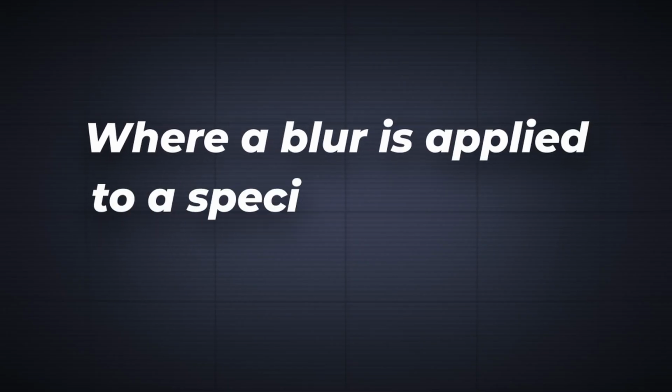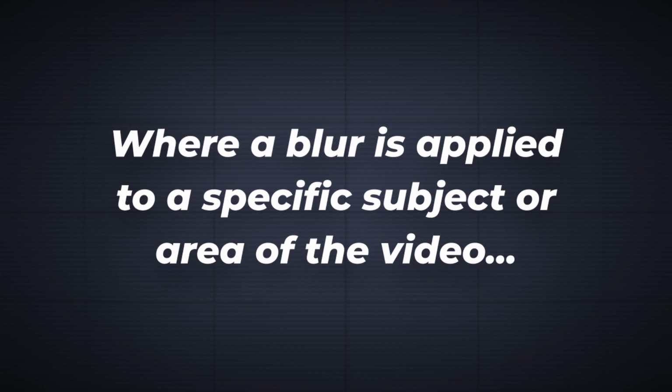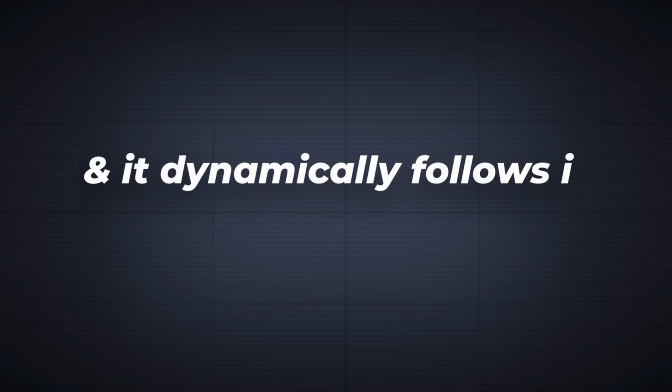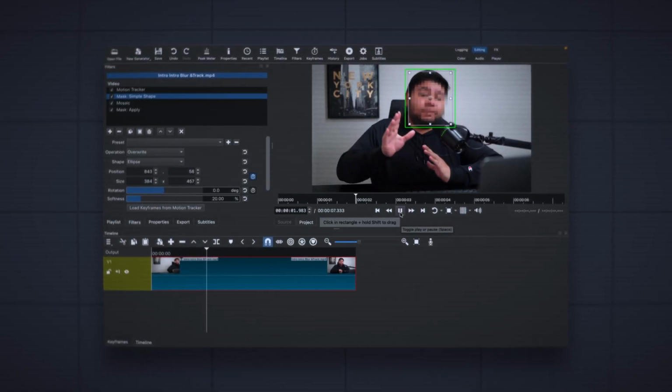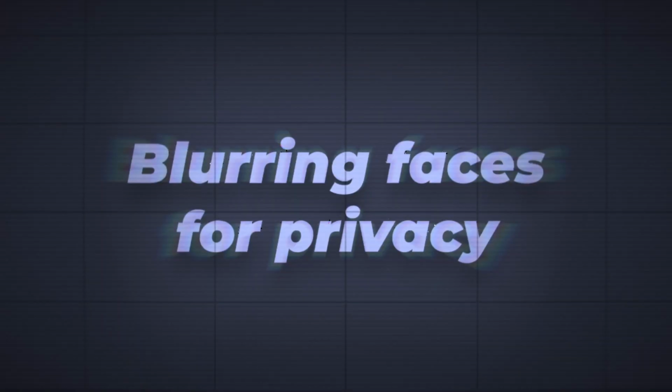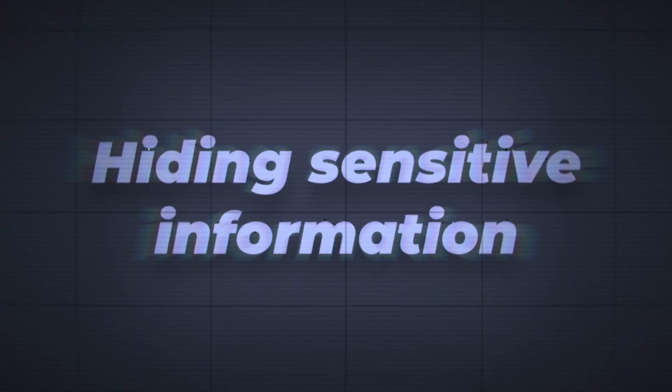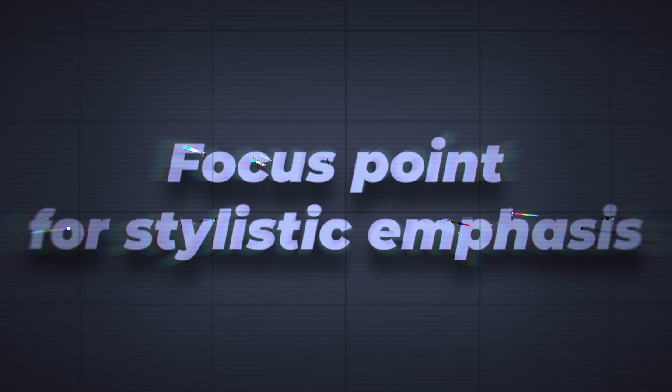This effect is a video editing technique where a blur is applied to a specific subject or area of the video, and it dynamically follows it as it moves throughout the frame. This basically means that the blur is directly linked to the motion of the subject or object that you're tracking. And this effect is commonly used for blurring faces for privacy reasons, hiding sensitive information, and some even use it to create a focus point for a stylistic emphasis.